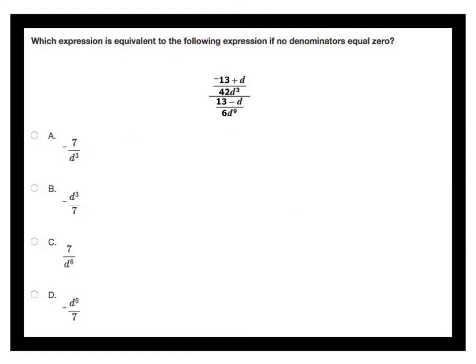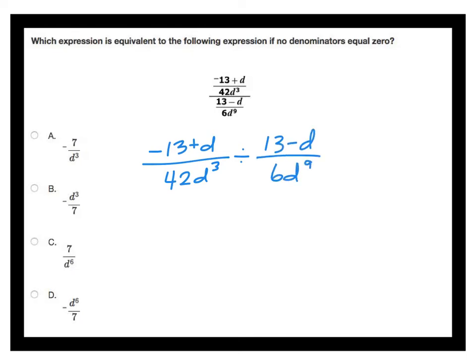So in this problem, I'm going to rewrite it in a way that makes it a little bit clearer in my head what I'm doing. I have negative 13 plus d over 42d cubed divided by 13 minus d over 6d to the 9th. Much better. That's a lot easier to see what I'm actually doing here. I'm dividing, which means I'm going to keep the first fraction, switch it to multiplication, and flip the second fraction over.